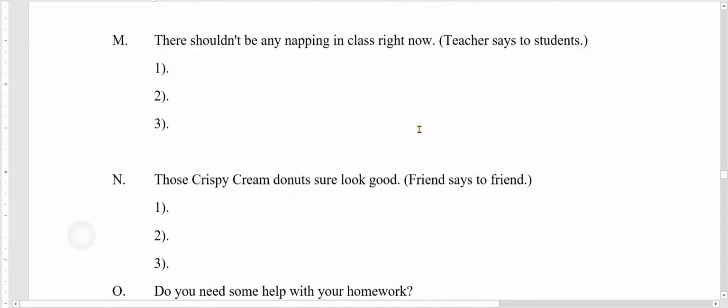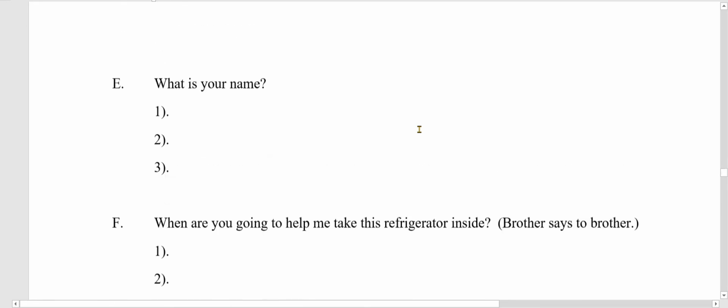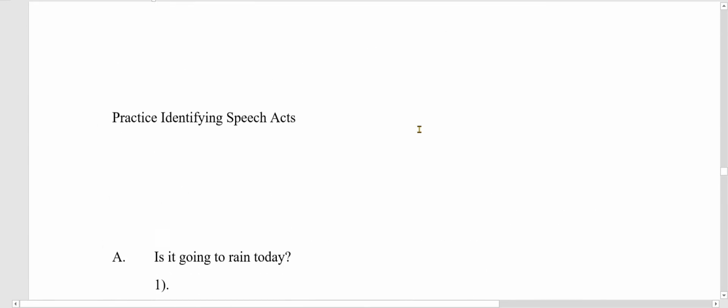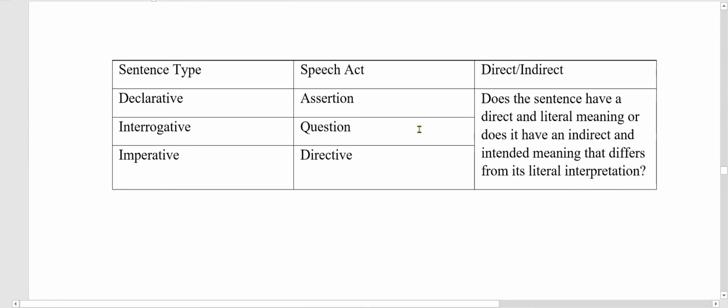So take a minute, and as you do each of these, you'll see the answers in just a second. But remember, when you look at them, first of all, the sentence type. Everybody should reach the same conclusion with this, right? Now what the debate happens is, okay, here's a sentence type, but what is the purpose of that sentence? What is a speech act? This is where we can have multiple answers. And then is it direct or indirect?